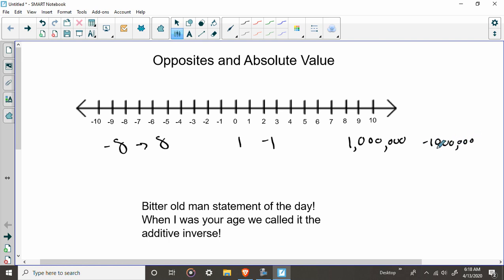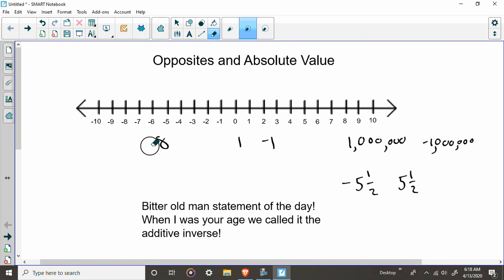Okay. You could do it for fractions. If I said, what's the opposite of 5.5? -5.5, and the opposite of -5.5 is +5.5. Okay, these are your opposites. They work in pairs. 0 has no opposite. And here's why it's important for us: these numbers all have the same distance from 0.